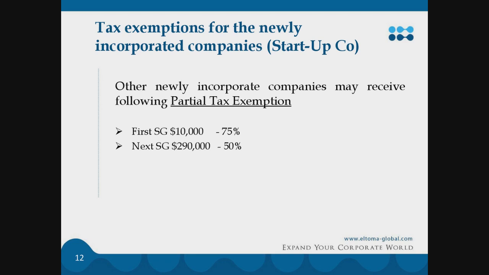But in other cases, if your company does not meet all these main conditions, you may also use partial tax exemption. Other newly incorporated companies have tax deductions in the amount of 75% and 50% for the first 300,000 Singaporean dollars as well. So the first 10,000 has tax deductions in the amount of 75%, and the next 290 thousand will have tax deductions in the amount of 50%.